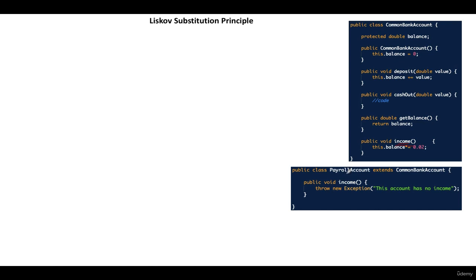But the problem here is it is not satisfying the Liskov substitution principle because the subtype can't be replaced by the base type. The subtype is PayrollAccount and the base is CommonBankAccount. So the subtype should always be replaceable by the base type. But in this case, we can't do that. So how can we achieve this substitution principle? Well, in this case, we will use the composition principle to satisfy the LSP property.